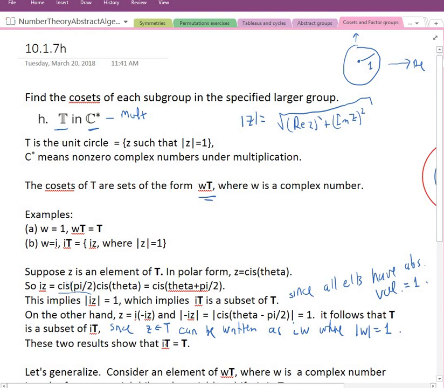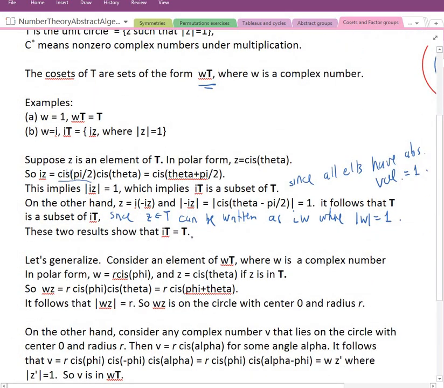All right, so these two results show that IT is equal to T. This one shows IT is a subset of T. This one shows that T is a subset of IT. So in fact, this coset IT is equal to T. Now let's see if we can generalize this argument. Let's take an arbitrary coset. So consider an element of WT, where W is a complex number. Now in polar form, W in general will have a radius, so we can write W as R cis phi. R is the radius, phi is the argument of W. And let's take Z in T, which is the unit circle, and Z will still have this form cis of theta.